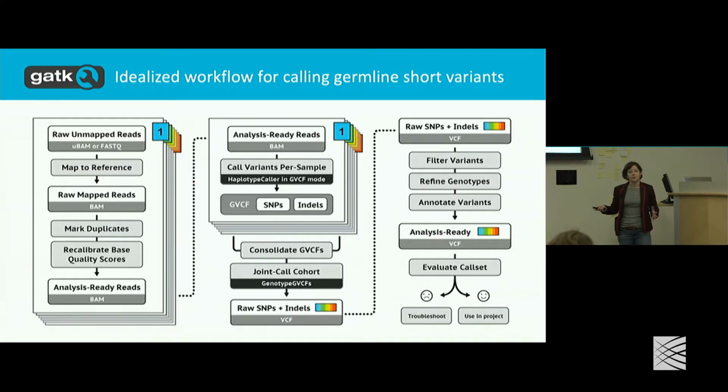So this is our overall workflow for germline SNPs and indels, where the left panel is going to be all those pre-processing steps we talked about yesterday, ending in your aligned recalibrated BAM. And then today we're going to talk about the second and third columns, where we call variants and then do the refinement and post-processing.